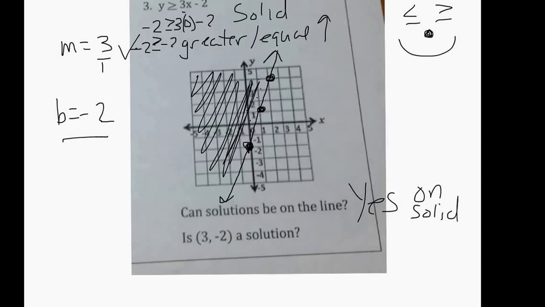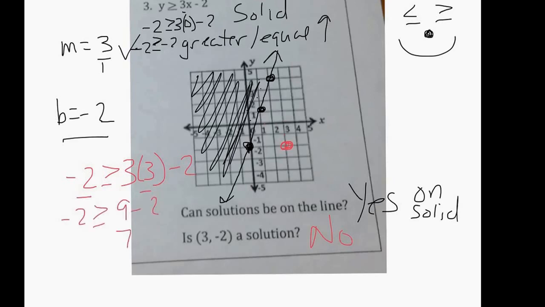Is (3, negative 2) a solution? Over 1, 2, 3, down 2. That's not in the shaded area, so that is a no. That is not a solution. If we plugged it in, this is what it would look like. Negative 2 is greater than or equal to 3 times 3 minus 2. I plugged in a negative 2 for the y and a 3 for the x. So this is negative 2 is greater than 3 times 3, which is 9, minus 2. 9 minus 2 is 7. Negative 2 is not greater than or equal to 7, so that's a no.